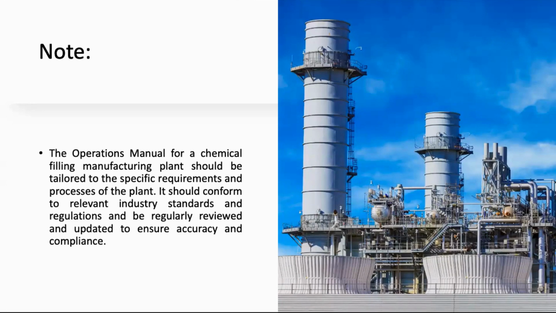So remember that the operation manual for a chemical filling manufacturing plant should be tailored to the specific requirements and processes of the plant. It should conform to the relevant industry standards and regulations and be regularly reviewed and updated to ensure accuracy and compliance. What does this mean?